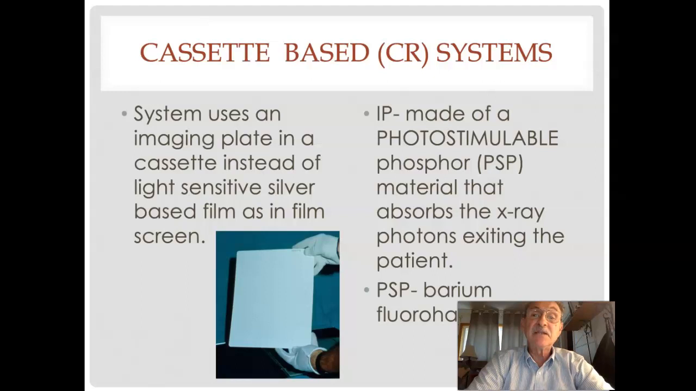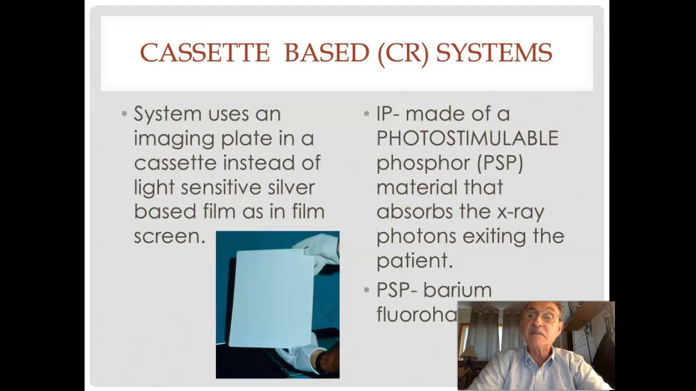These systems use an imaging plate in a cassette instead of a piece of film in a film cassette. So it is a cassette, but inside is not a piece of film. It's a matrix. It is a plate that's made up of a photostimulable phosphor. It's a phosphor material that is activated by light. And in fact, that sounds like something that we saw in the film screen era. And to some extent, it's true. There are some parallels, but there are also some significant differences.